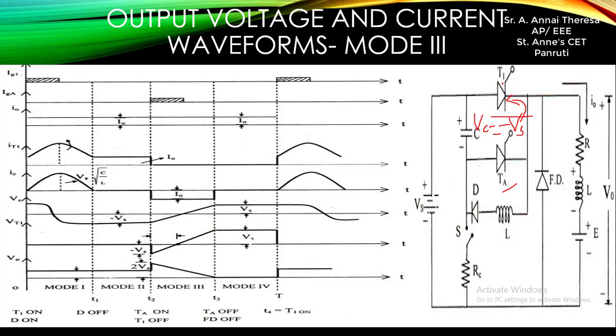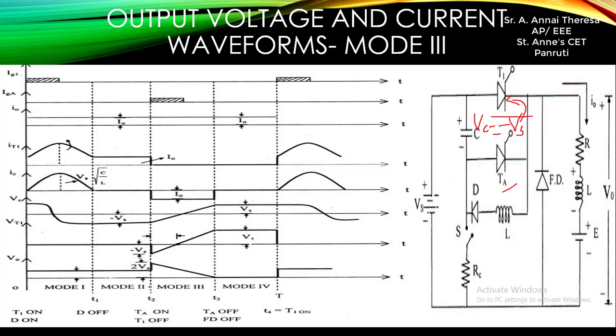That's why it is called a voltage commutated chopper. The capacitor voltage, which is minus Vs, a reverse voltage, is applied across the main thyristor, and the main thyristor is turned off. That's why this type of chopper is called a voltage commutated chopper. So current IT1 becomes 0 at T2.